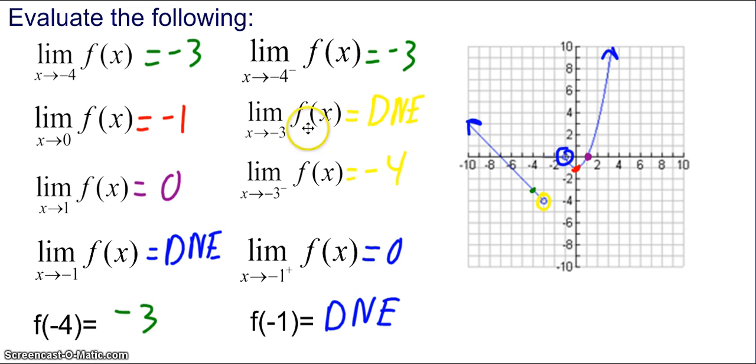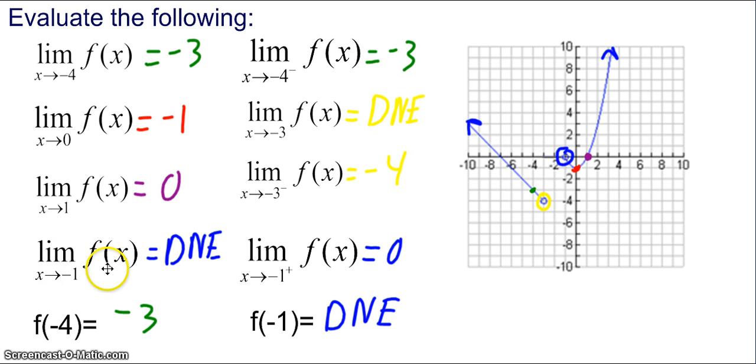The limit as x goes to -3. As I approach from the left, the y value is -4, but there's nothing from the right. So the limit does not exist. The limit as x goes to 1 is right here. As I approach from the left, that's 0. As I approach from the right, that's 0. So the limit is 0. The limit as x goes to -3 from the left. Well, we just talked about this up here. The limit as I go to -3 from the left is -4. So since it's a one-sided limit, it does have an answer.